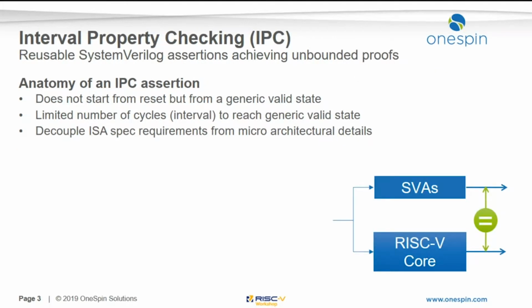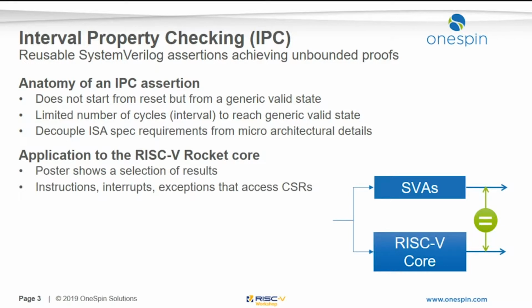Let me give you a brief introduction to interval property checking. An interval property is an assertion that does not start from reset, but from a generic valid state, and it has a limited number of cycles to reach that generic valid state. It decouples ISA spec requirements from microarchitectural details. The application in our project is to the RISC-V Rocket core.